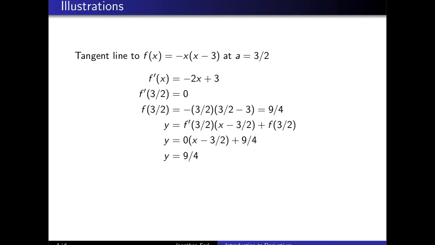Okay, for the other one, we said that at 3/2, the tangent line is going to be flat there. And the reason for that is that the derivative is 0 at that point, right? And that's something else that we just mentioned. So when we find the tangent line at 3/2, because f prime is 0, we just get that y is going to be equal to f of a, where a equals 3/2 in this case, which is 9/4. So the tangent line to f of x at 3/2 is just the line y equals 9/4.